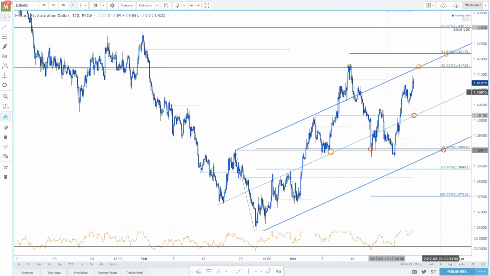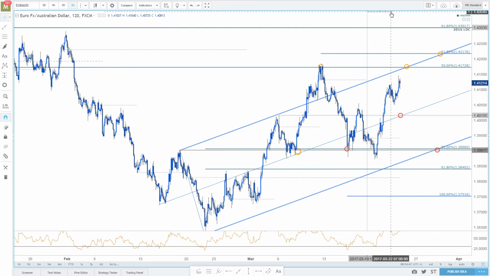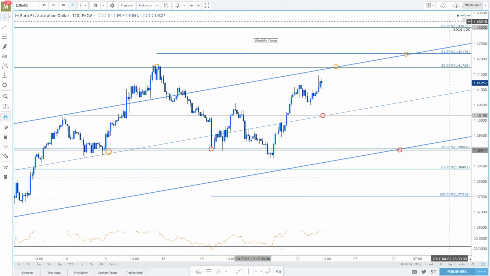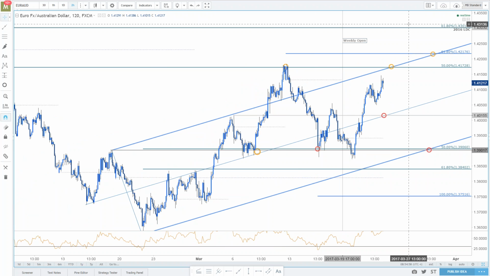Your next target is 143. That is a critical area of resistance. That's defined by the 61.8% retracement of the entire decline, and it's the 2016 low day close. So big region. On a breakout above 142, you've got a nice 80 pip realm of rally here.